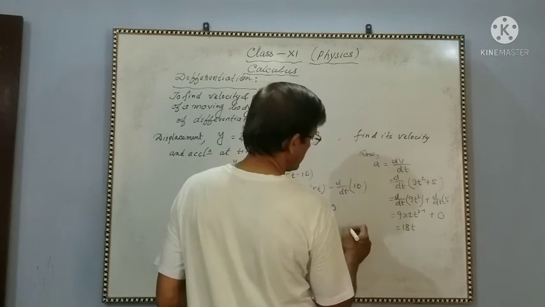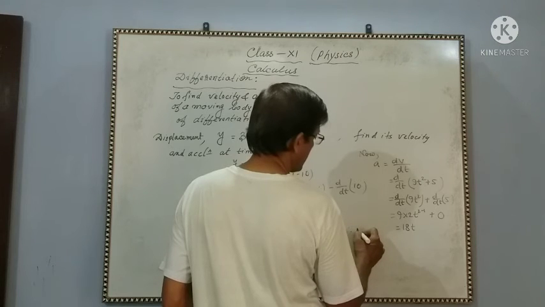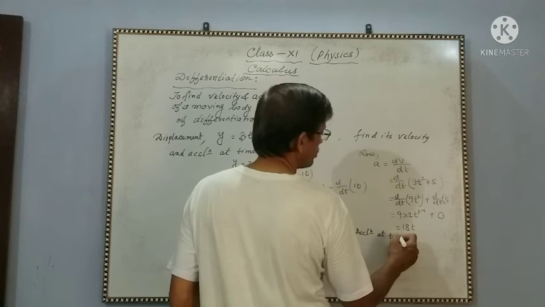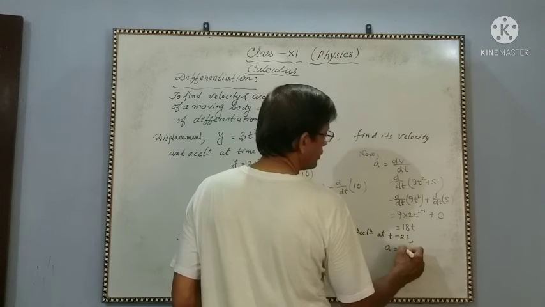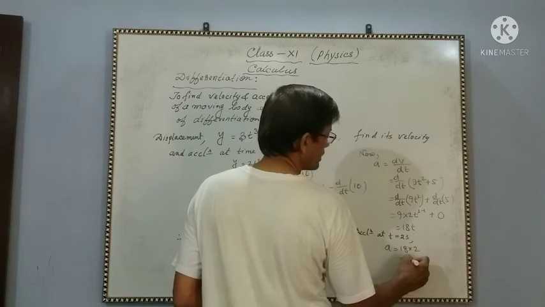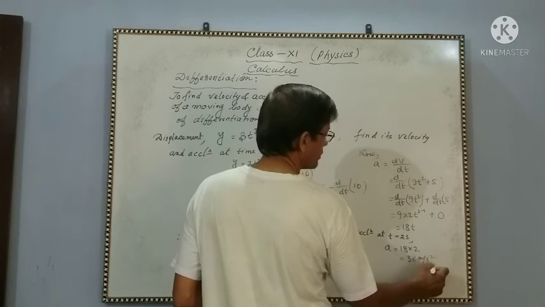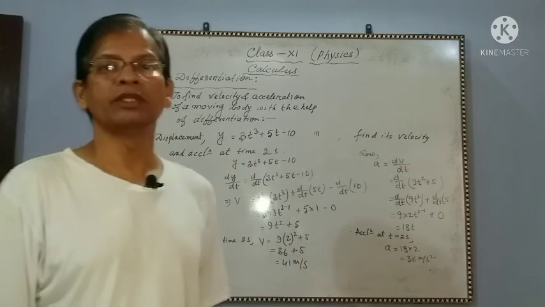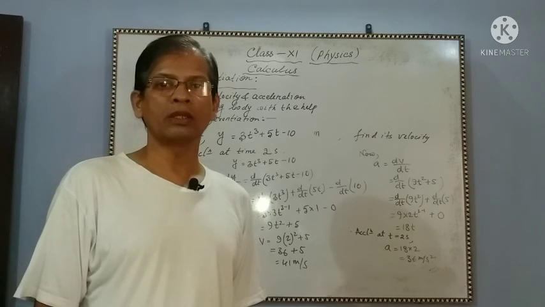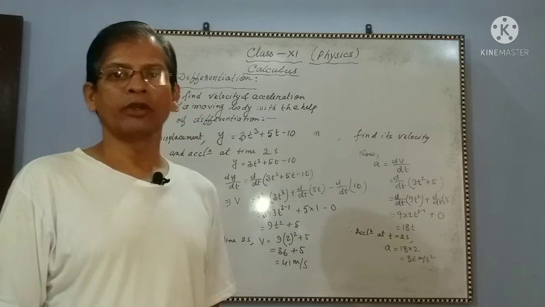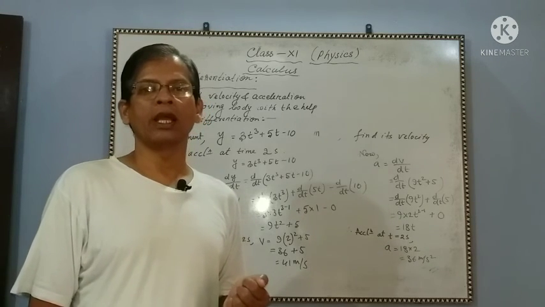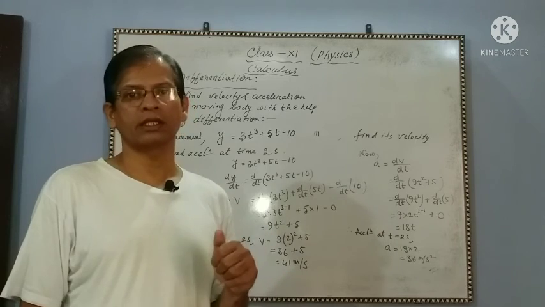So acceleration at time t equal to 2 seconds. How much? A equal to 18 into 2, 36 meter per second square. This type of question is asked in physics using calculus. Displacement will be given, and you have to find velocity and acceleration, instantaneous velocity and acceleration.